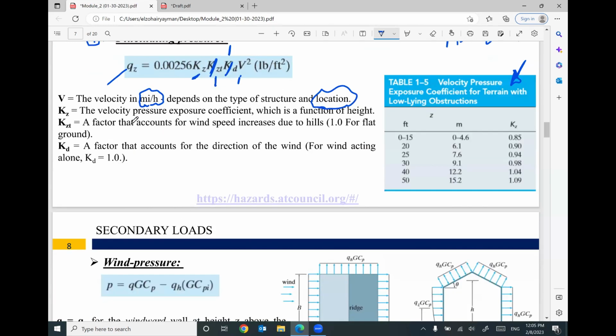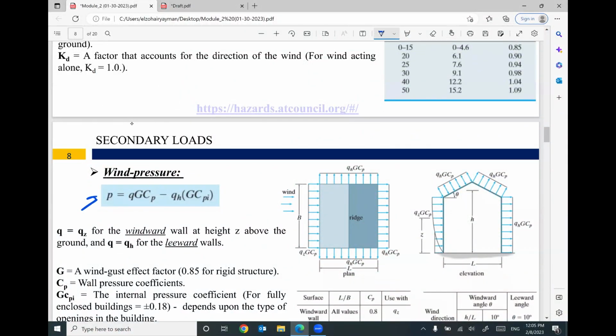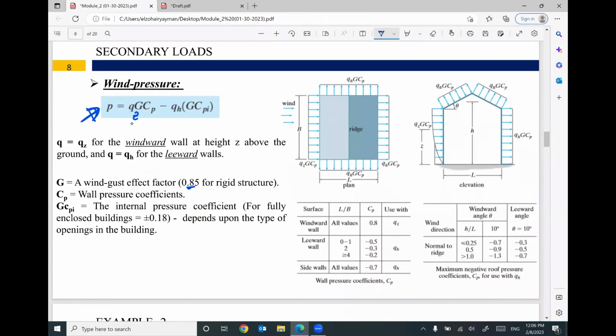And after you get Qz, we are going to use this expression to figure out the pressure of your wind. Keep in mind, I forgot to mention, this is Qz times G, which is a constant equal to 0.85, times Cp, based on these two tables. We have tables for the windward wall and the leeward wall for your wall pressure. If you are talking about the roof, this is the windward roof, this is the leeward roof.